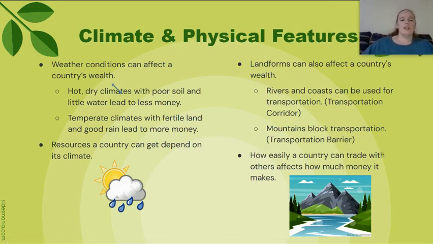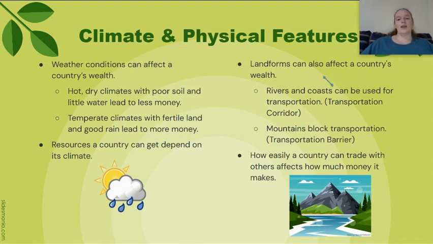So, climate conditions can affect a country's wealth. One of the ways that they affect wealth is if we have a hot, dry climate with poor soil, so a desert with little water, that country's going to have less money. But if we have a temperate climate with fertile land and good rain, so Texas, that is going to have more money. Resources a country has can depend on its climate. So think of all that agriculture, that stuff that we farm for. I need good land and a good climate in order to grow crops.